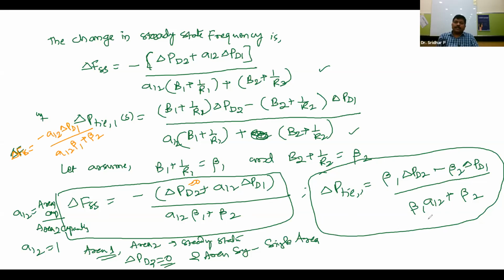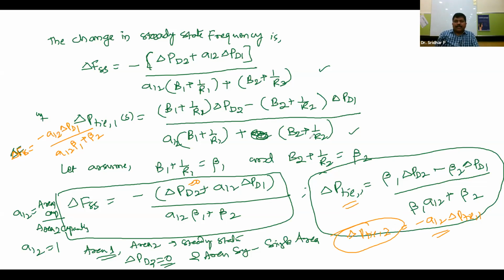That approximations will automatically simplify these two expressions. That is nothing but the change in the steady state frequency and the contractual power. Now by knowing this, you can also derive one expression for T2 also, that is minus A12 into delta P tie 1. So if you are substituting this, you will get the expression for delta P tie 2 of S also. So these are the two expressions.